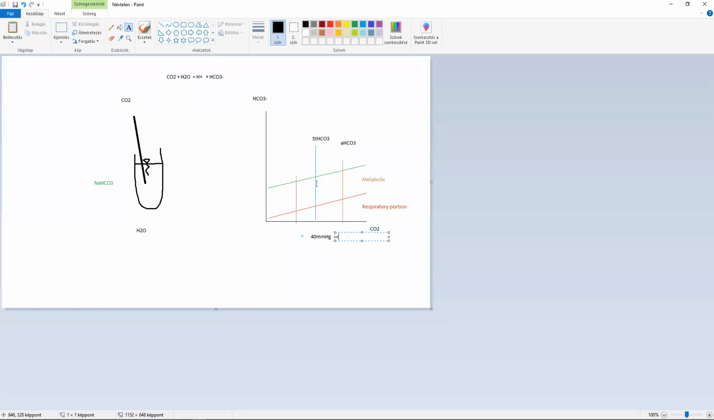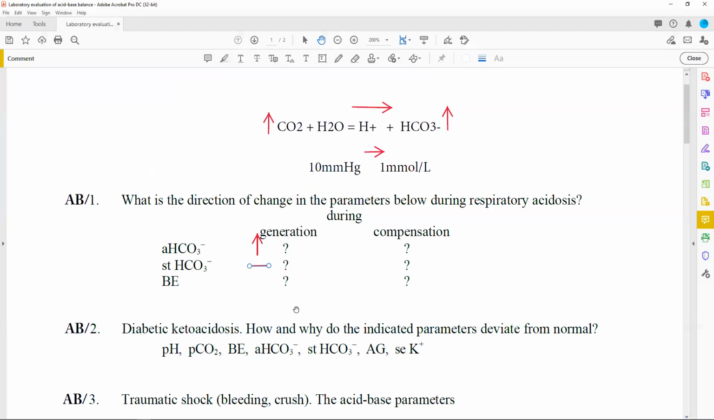And the difference is whatever amount of CO2 is different between the 40 and the actual that the patient has. All right? So this is the difference between a standard and the actual bicarbonate. Okay, now let's go back. What about the base excess? It doesn't change. Exactly, because the base excess only changes metabolically. There is no influence of the respiratory portion.